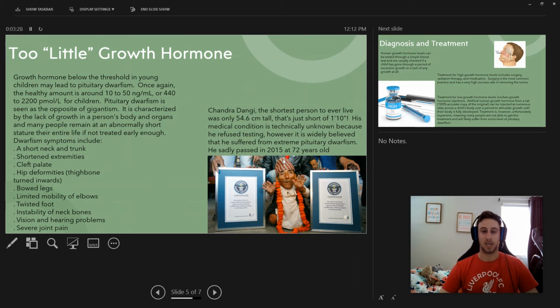Here we can see Chandra Dangi. He was never technically diagnosed with pituitary dwarfism because he refused testing. However, it is widely believed that it was extreme pituitary dwarfism that caused this. It's actually somewhat common in the area of Nepal where he lived. And he passed away at 72 years old, so you live a lot longer with pituitary dwarfism.